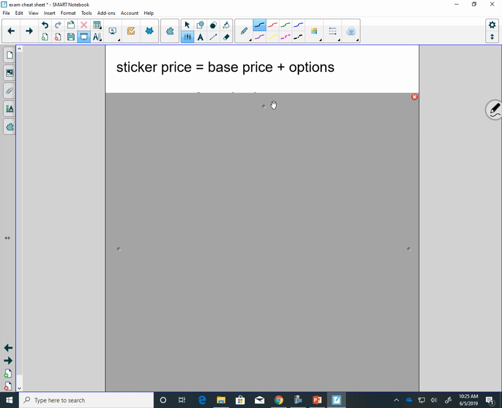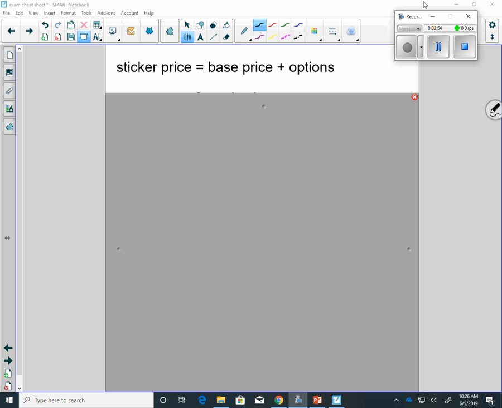So the first thing I've got here is your sticker price is the base price plus options. So the base price is basically like tires and a steering wheel, maybe windows. That's how they get you now. So what do you do with all the options? Things like cruise control and sunroof and Bluetooth stereo. You add them on. Okay, so that was the first thing.